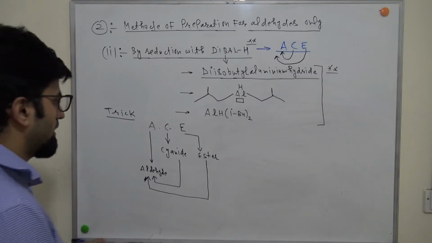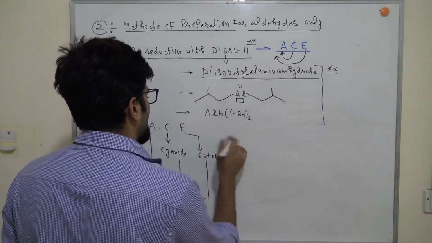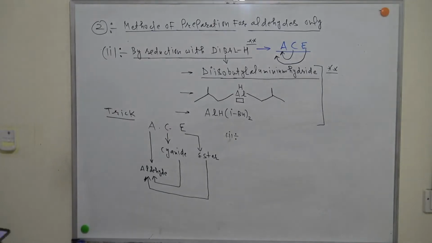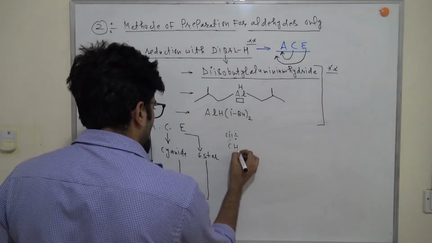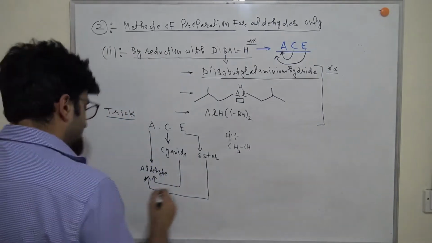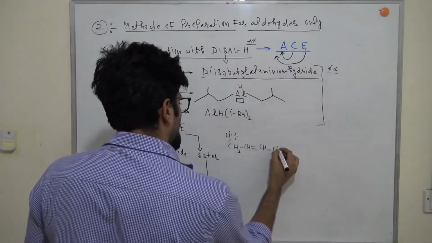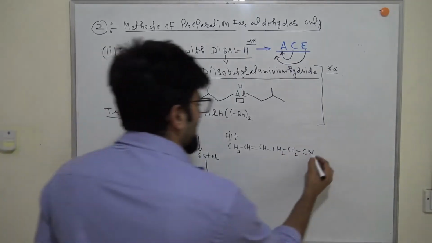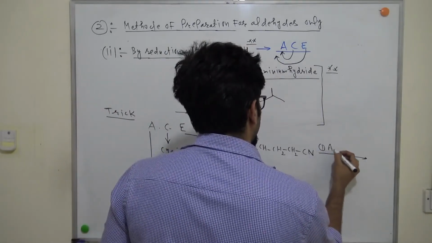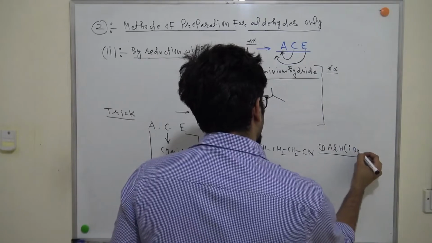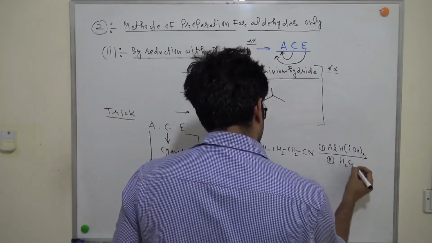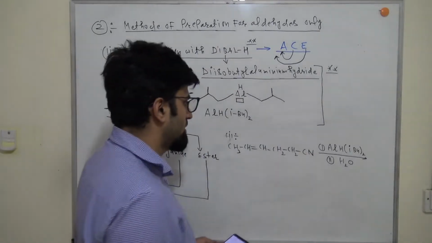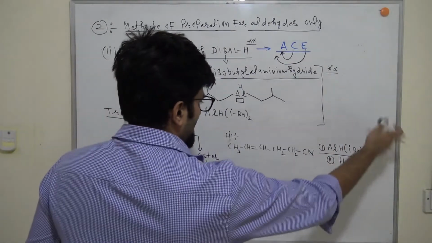So let me tell you how. Let's say this is our question number 1. I'm writing the question: CH3CH=CHCH2CH2CN. Now I'm doing its reaction with DIBAL-H, isobutyl aluminum hydride, and the second step is water. First of all, you don't have to be scared that this is DIBAL-H. No problem, cyanide to aldehyde.